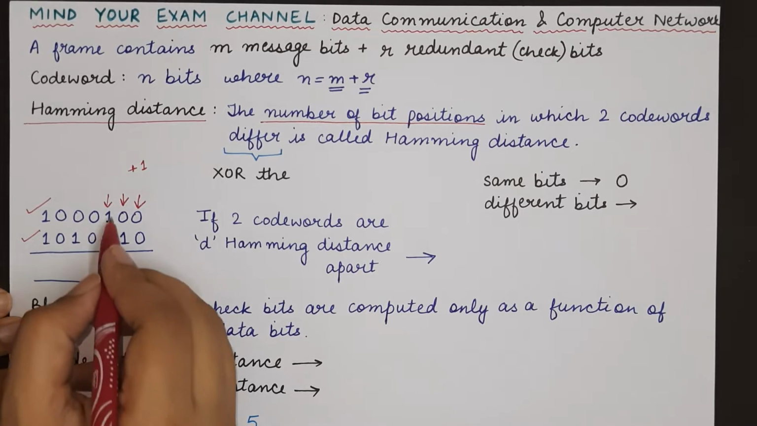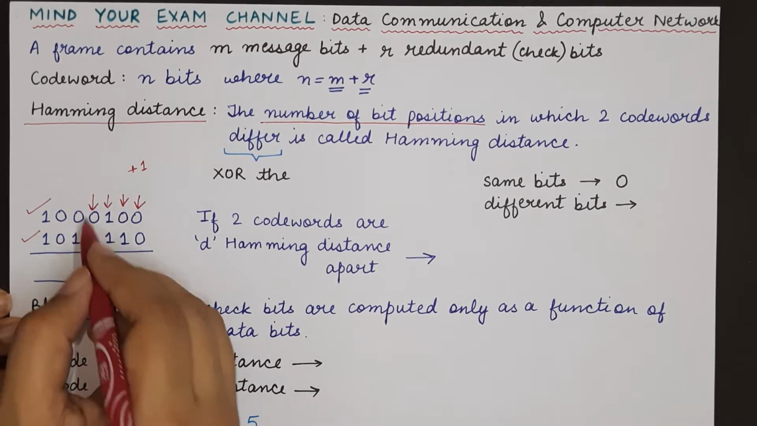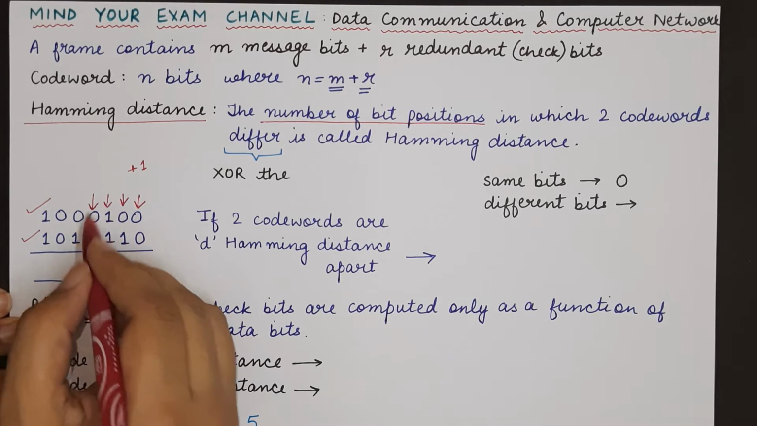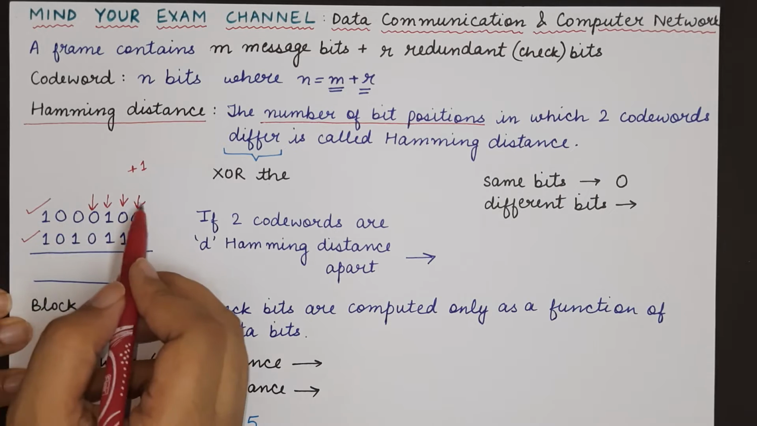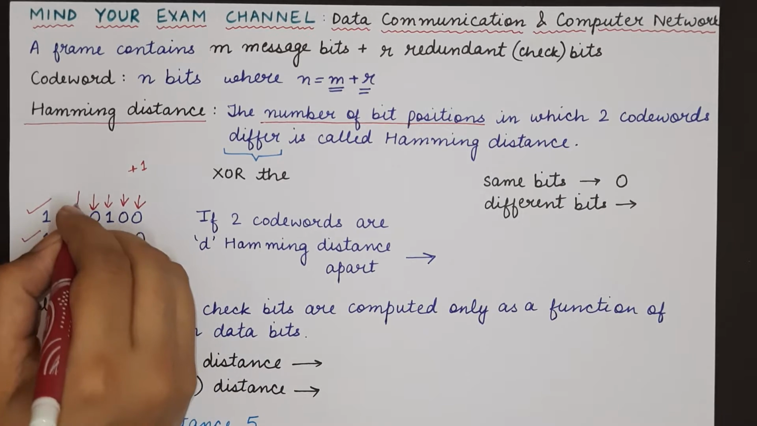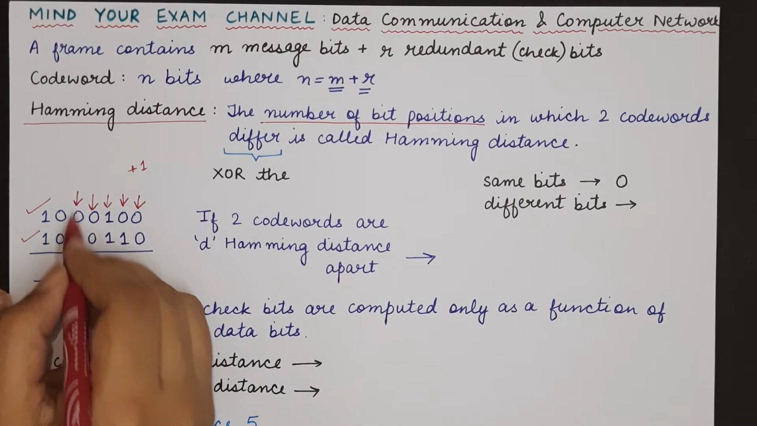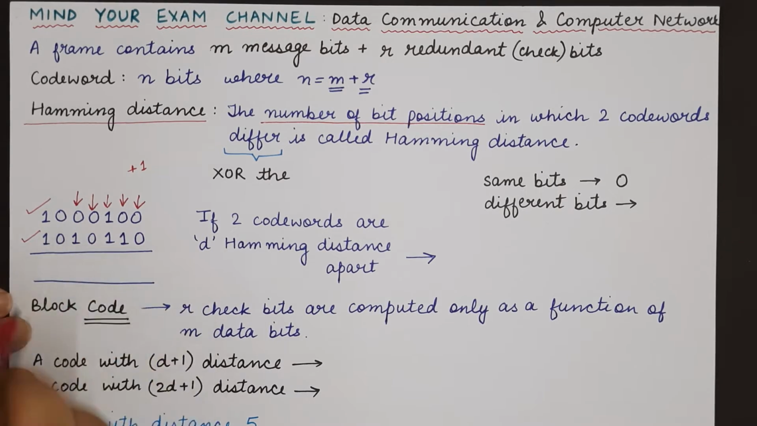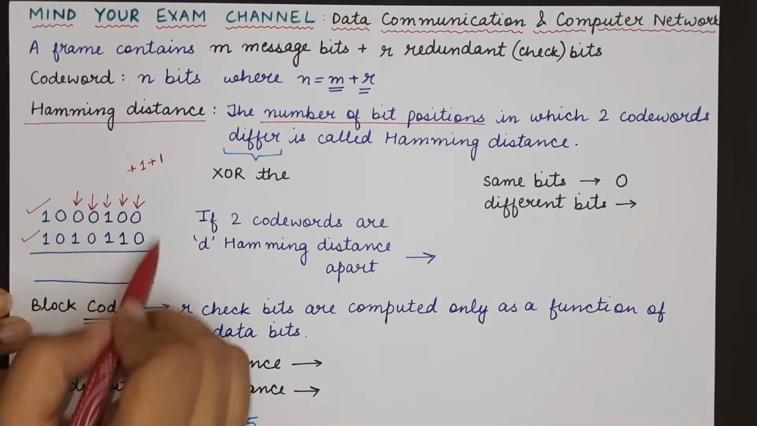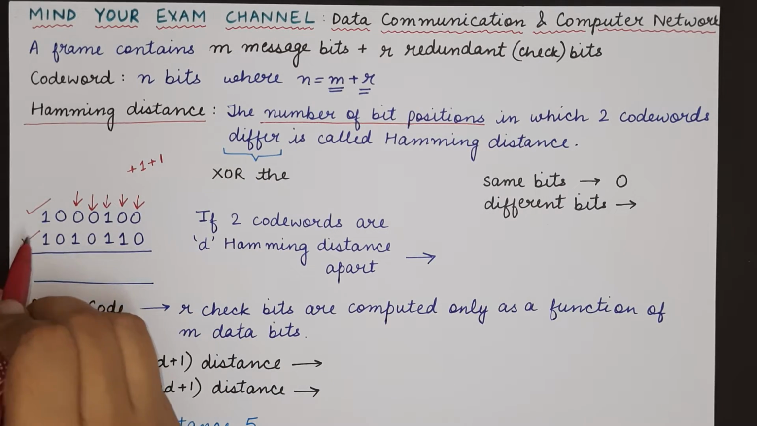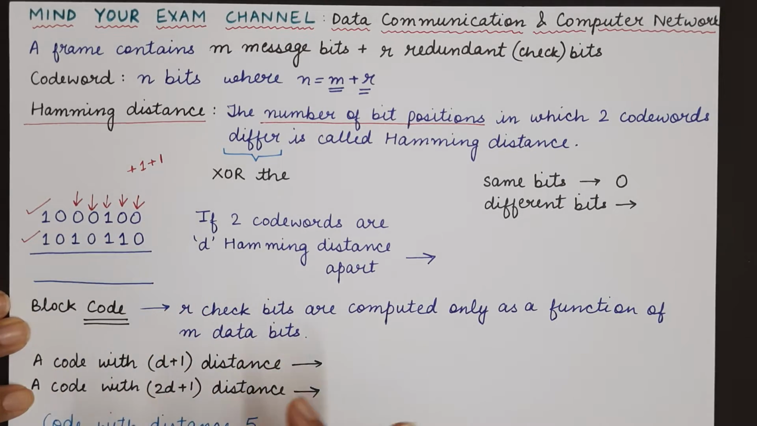Okay, then at the third last location there are same bits, again the Hamming distance will not get increased because the bits are same. Here also at both the locations the same value is present, so we will not increment the Hamming distance, but at this location again the corresponding bits are different, so again an increment in the Hamming distance. So this particular pair of code words is two Hamming distance apart.